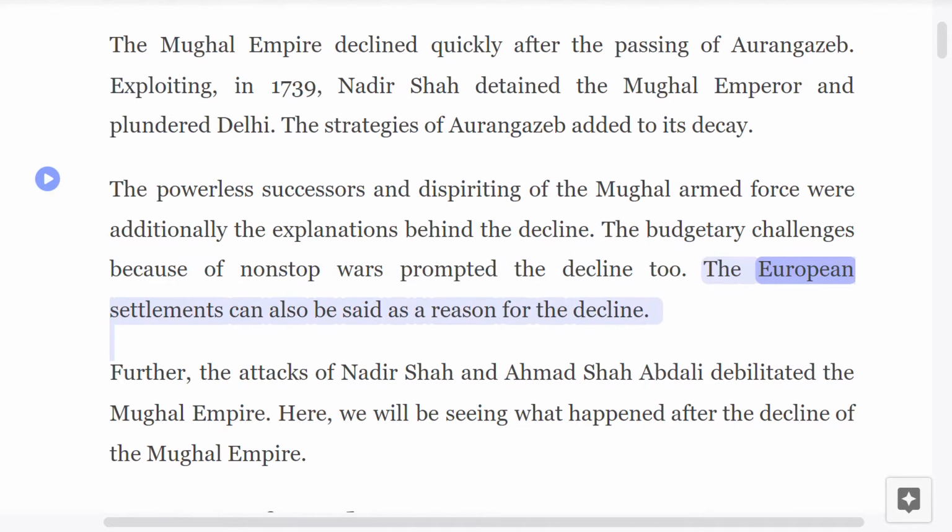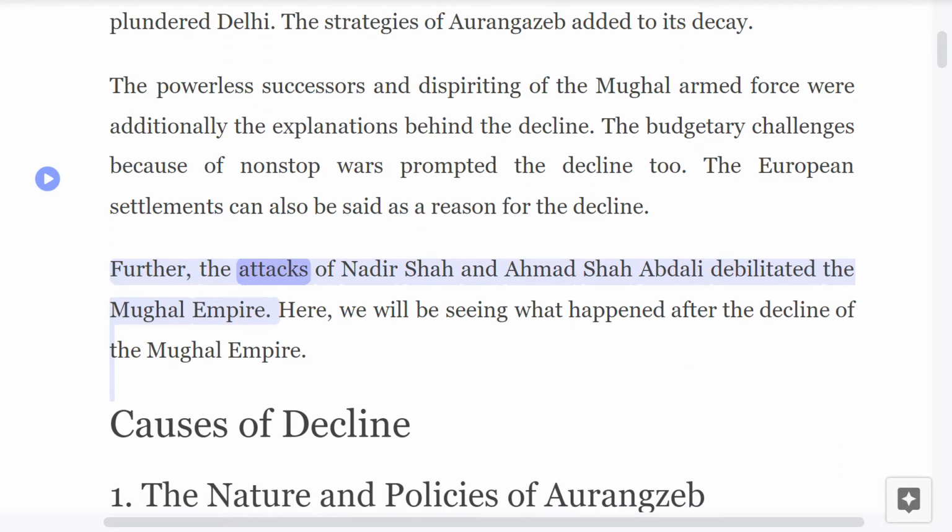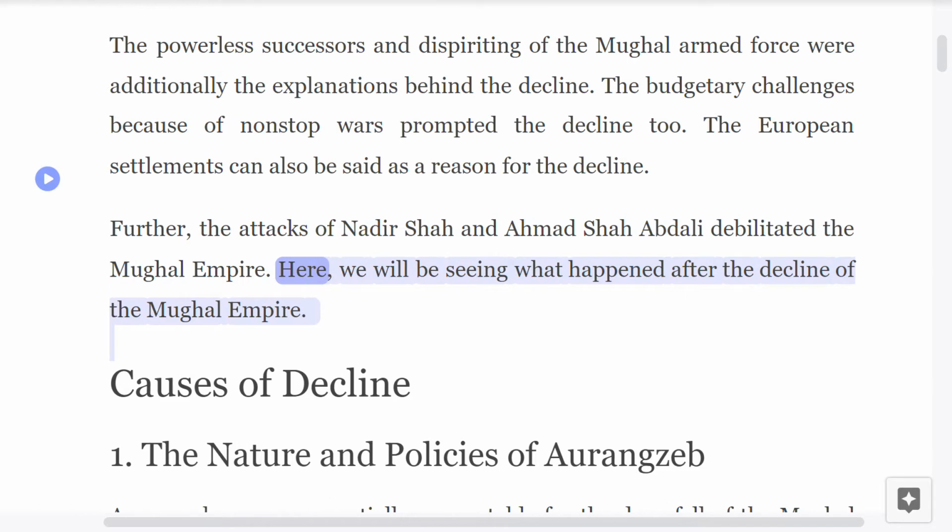The European settlements can also be said as a reason for the decline. Further, the attacks of Nadir Shah and Ahmad Shah Abdali debilitated the Mughal Empire. Here, we will be seeing what happened after the decline of the Mughal Empire.